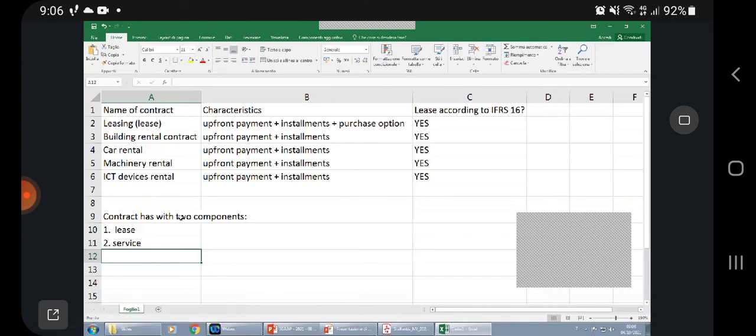In this case, we do not focus too much on the exercises, but when there are two different components, lease and service, for accounting purposes, the company has to divide the two components, and so account the lease part as a lease and the service part as a service. Okay? Is this clear? So I can rephrase it.